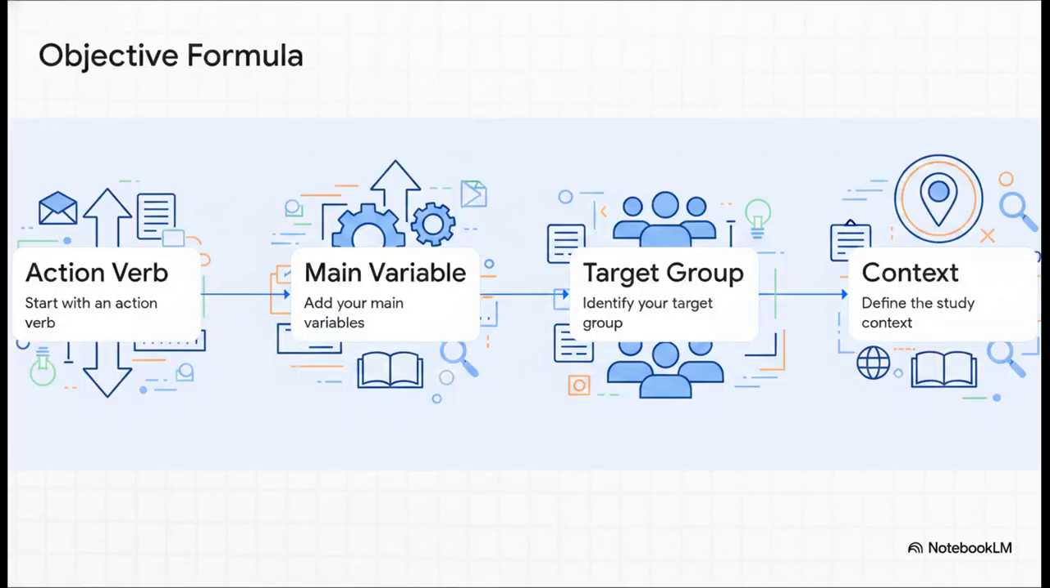To do that, we use a really simple, practically bulletproof formula. Step 1, start with an action verb. Step 2, add your main variables. Step 3, identify your target group. And step 4, define the context. Seriously, if you just follow these 4 steps, you mathematically cannot write a vague general objective.